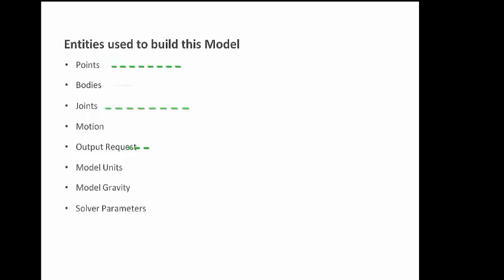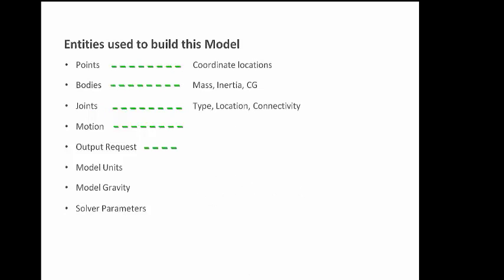They are points, bodies, joints, motion, output requests if required, units, model units, and gravity. Points, as we discussed earlier, are the coordinate locations. Bodies include mass, inertia, and center of gravity location. For joints, we have different types such as revolute, ball joints, cylindrical joints, translational joints, etc. We discussed this in an earlier session.